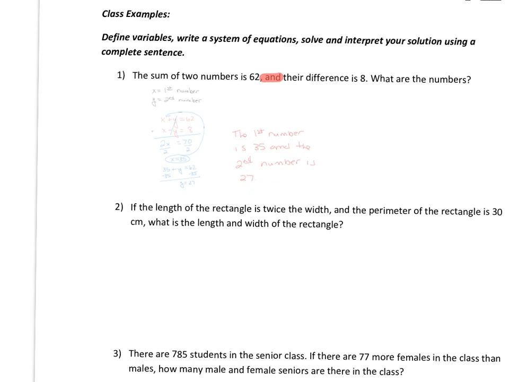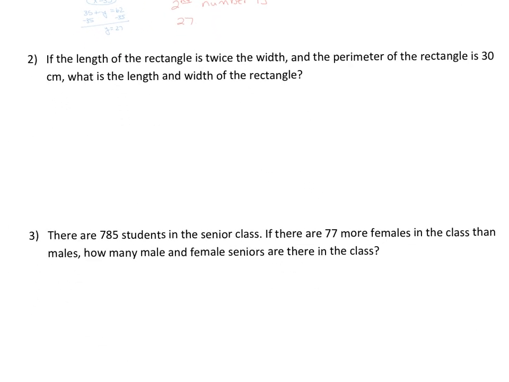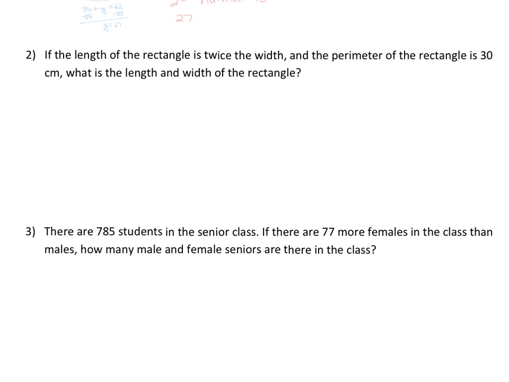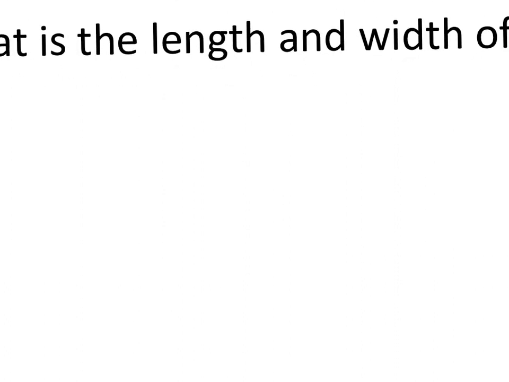Okay, all right, so let's try this next one here. Okay, if the length of the rectangle is twice the width, and the perimeter of the rectangle is 30 centimeters, what is the length and width of the rectangle? All right, so first thing we're going to do, define our variable. So the question is, what is the length and width of the rectangle? So I'm just going to use L for length. If you want to use X and Y, you can. I just think it's easier to keep things straight when we use the letters that represent them. So L equals length, W equals width.